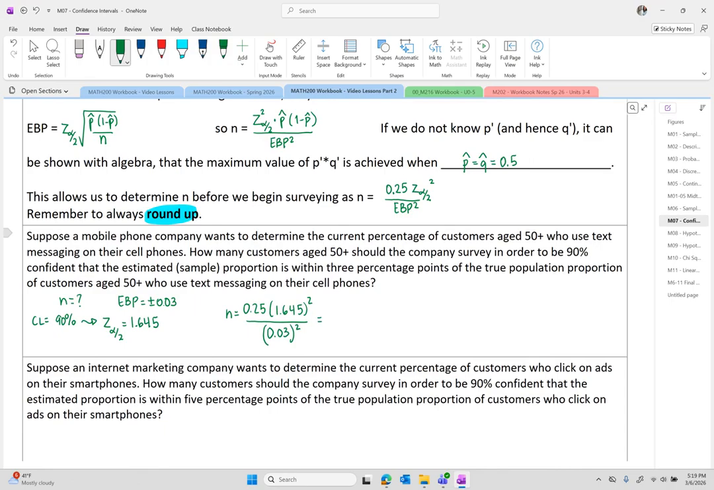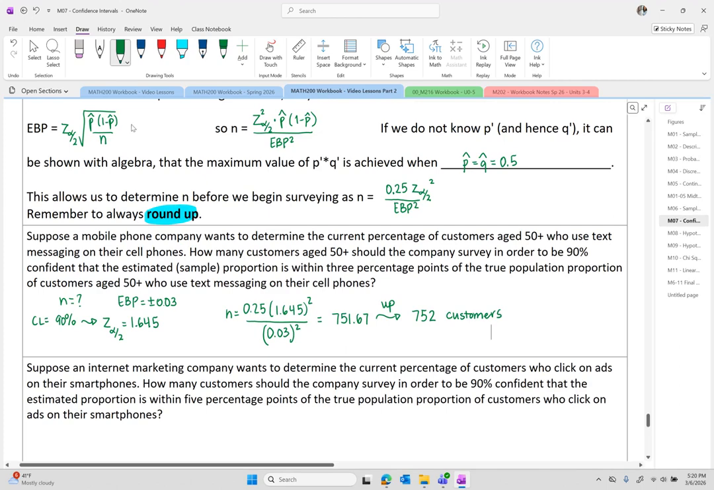When I do this math, it comes out to be 751.67. I always have to round up, regardless of what the decimal part is. So 752 would be the number of customers that the company will want to survey.